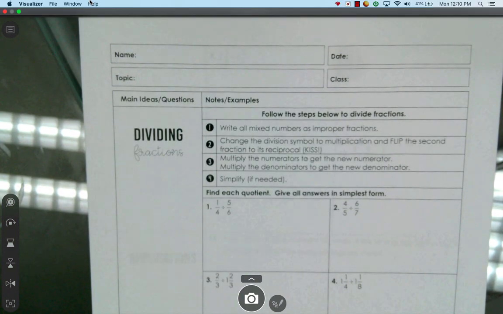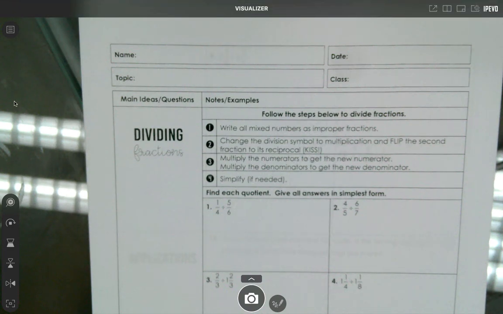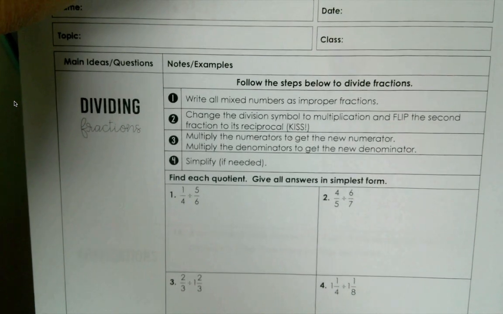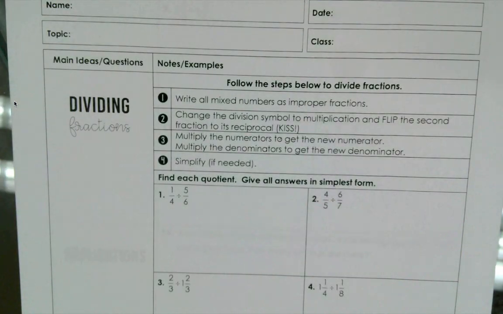All right, let's talk about dividing fractions. We've multiplied fractions, now we're dividing fractions. And dividing fractions is just an extension of multiplying fractions, and here's how.